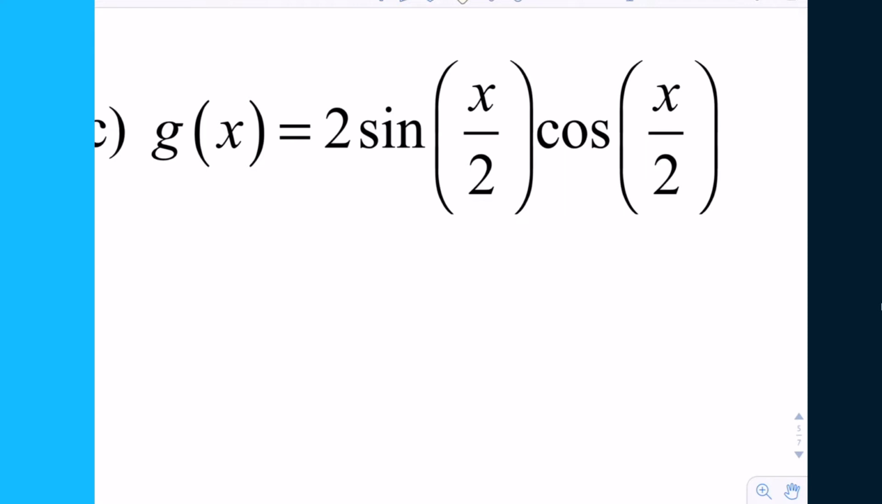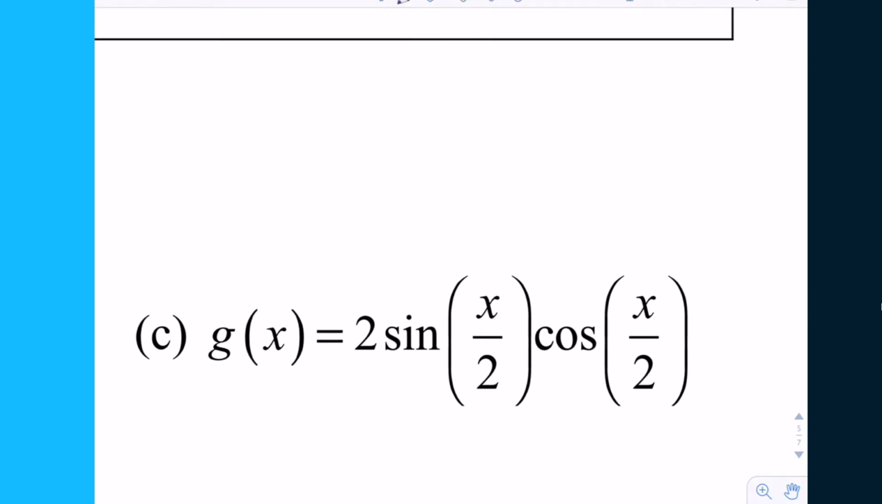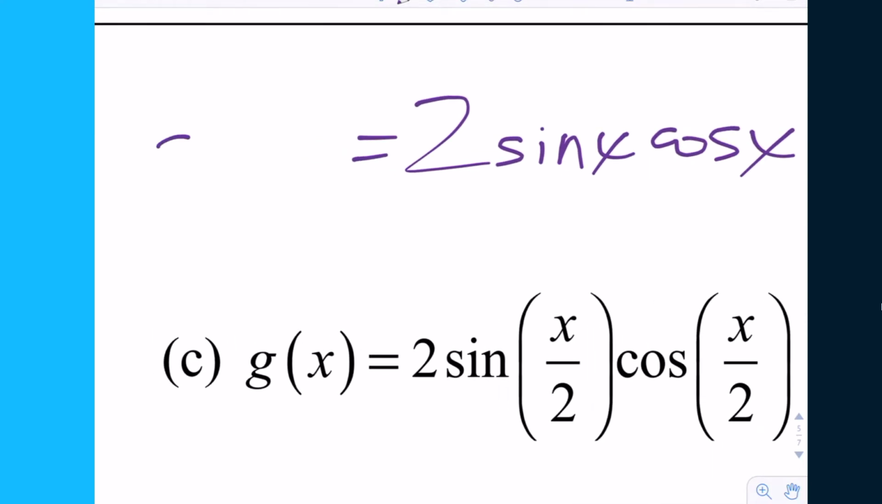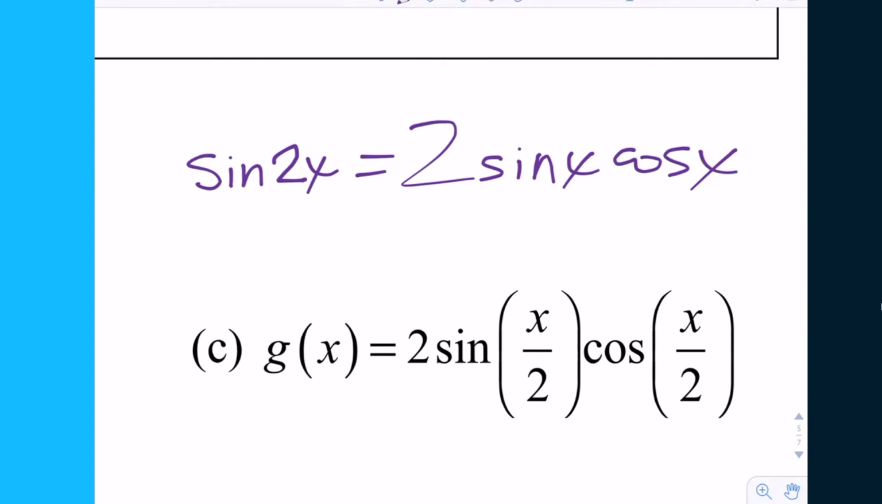Well, here's the thing. If I multiply by 2, I got to do it on both sides. Now I have 2g of x equal that. Plus, I can't distribute the 2 inside the angles. The only way I can change the angles is by way of identities. And I need to change those to an x. Can you plug it in x? No. Yes. That's the double angle identity for sine. You need to know it.